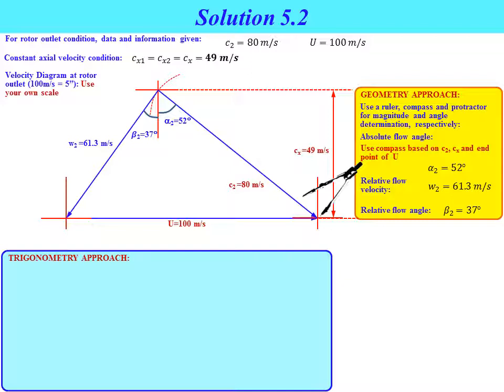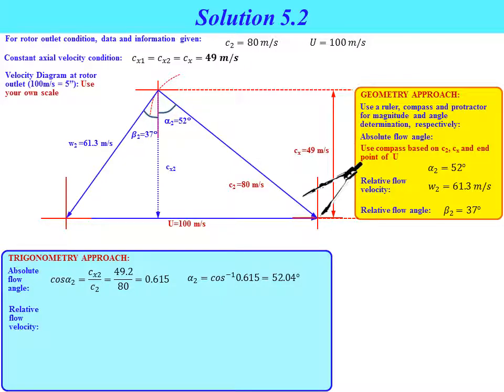All the values can also be determined by using the trigonometry approach, where for absolute flow angle, if we look at the velocity diagram, we know that cos alpha 2 equal to Cx2 divided by C2. Cx2 is equal to 49.2. This value 49.2 is the Cx value that we obtained from the trigonometry approach in the previous slide, and the value for C2 is already given, 80 meter per second. So we will get cos alpha 2 equal to 0.615. Determine the value of alpha 2. Alpha 2 will be equal to 52.04 degree.